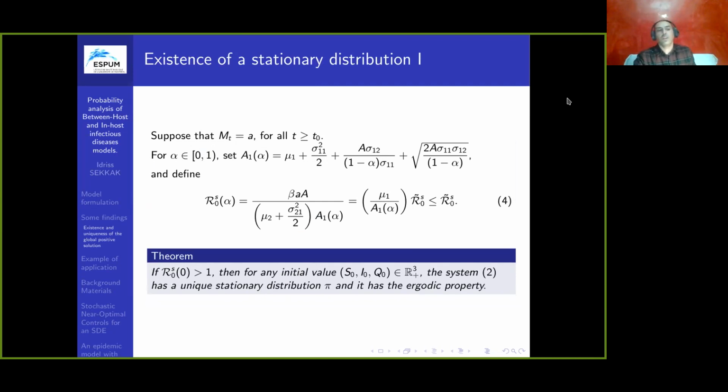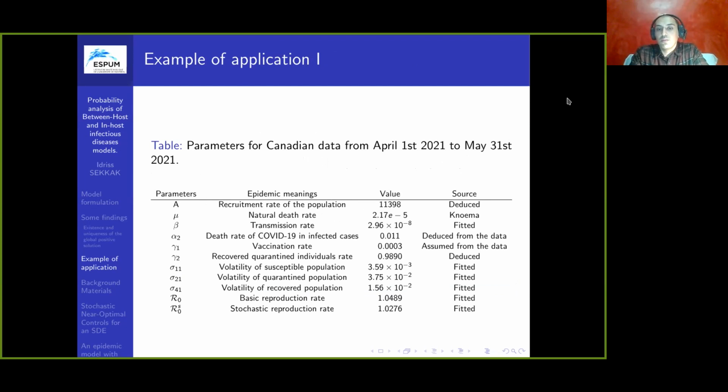So here we ensured also for the persistence of the infectious disease in the model, where we have the following term for R_S0. And if it's bigger than one, we can say that the system has a unique stationary distribution P and it has the ergodic property. So for the numerical simulation of this model, we used the Canadian data from the 1st of April 2021 to May 31. And we have the following values for the parameters.